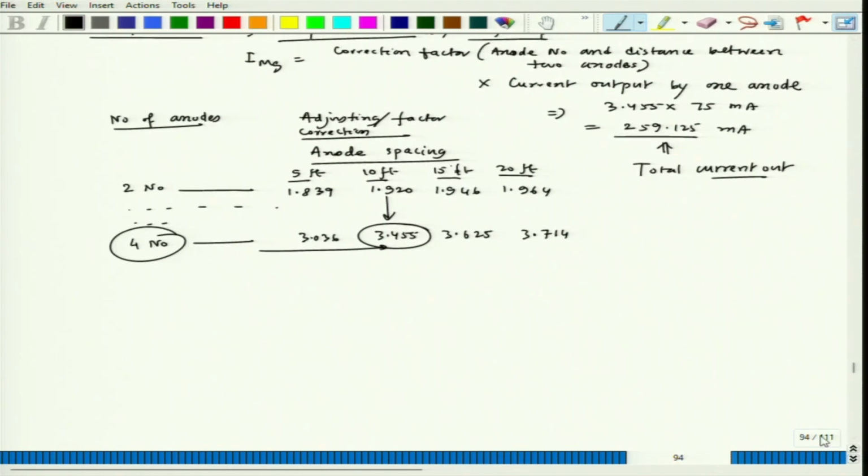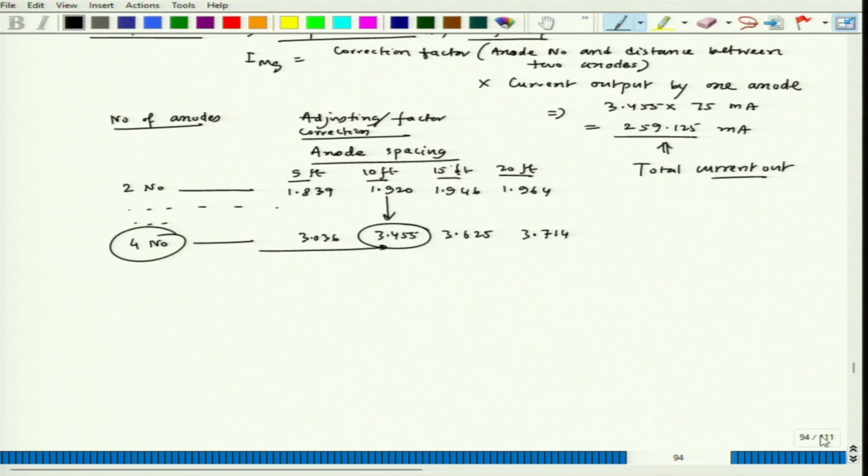Now, we can also calculate the number of anodes by using simplistic formulas, as well as the weight of the anodes, total anodes for a specific period of protection. So, let us look into this.